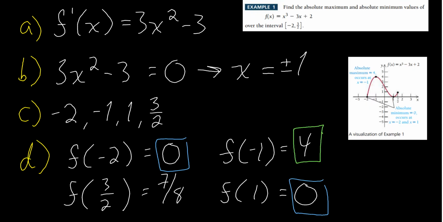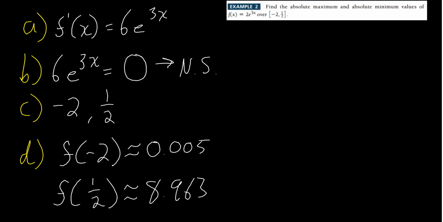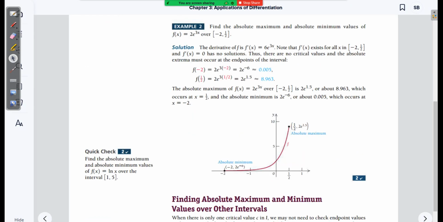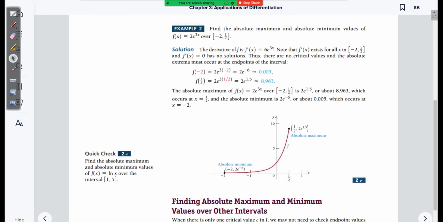Okay, so let's see. Let's go back here and actually write maximum and then minimum, and then we'll do that for this as well. All right, so looking at this, obviously 8.963 is larger than 0.005. So this is going to be a maximum, and 0.005 is going to be a minimum. And then, of course, let's go ahead and look at the graph.